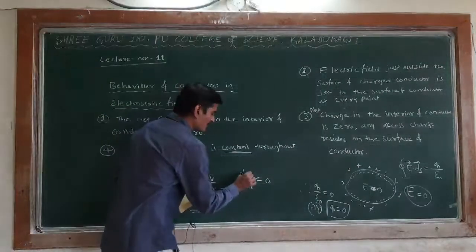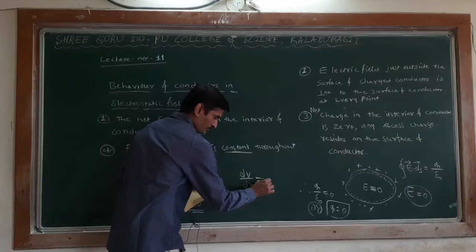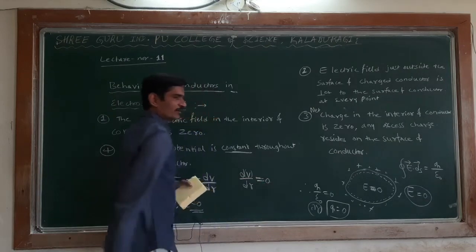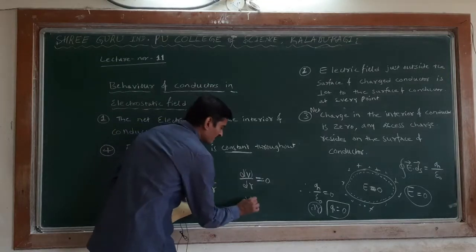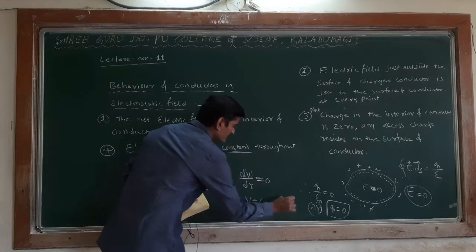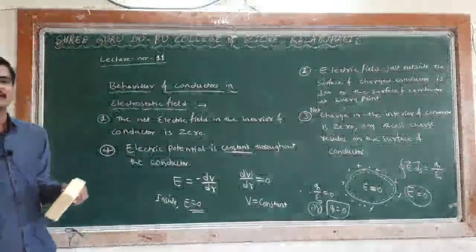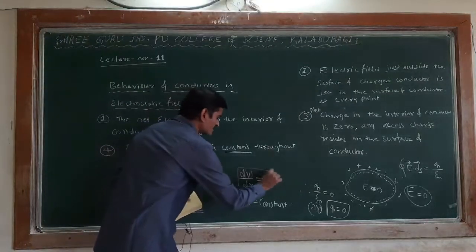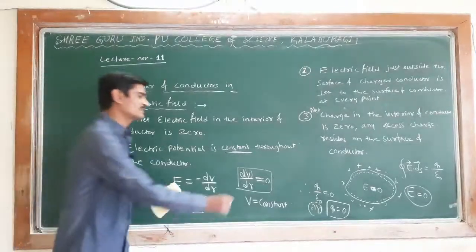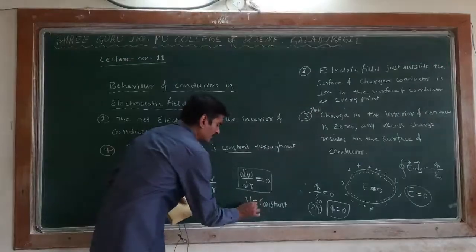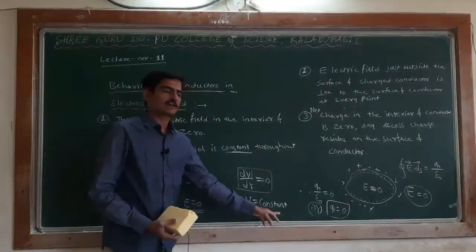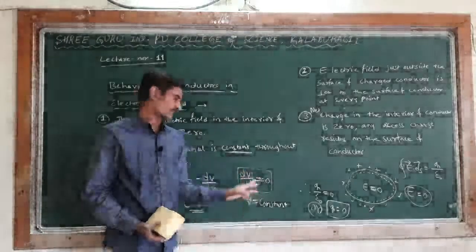So the differentiation of a physical quantity is equal to 0. That means that physical quantity is constant. This is the meaning in mathematics. Once you study mathematics, you will understand that if the differentiation of a physical quantity comes out to be 0, that means that physical quantity is constant. That is, electric potential is constant.